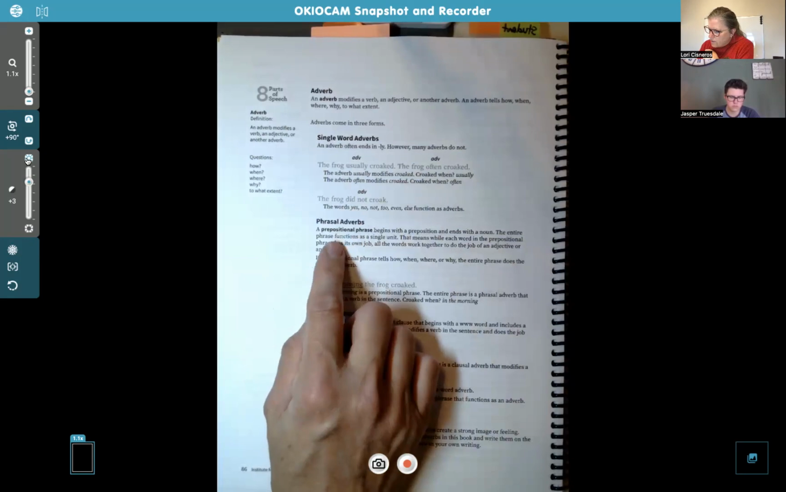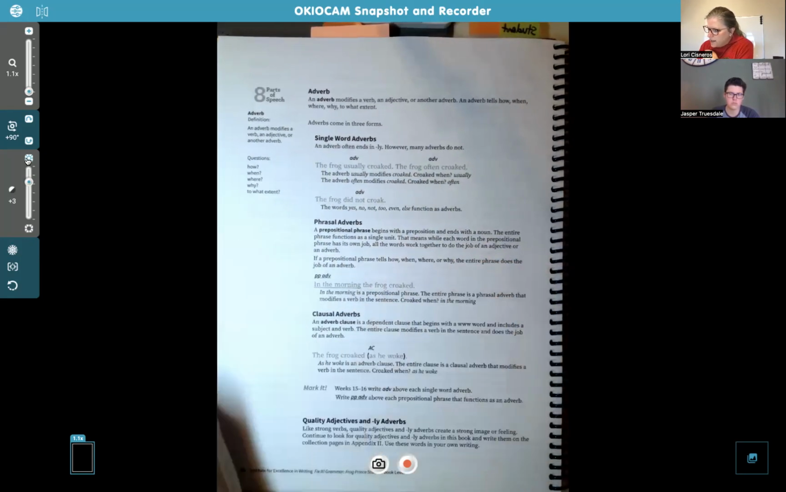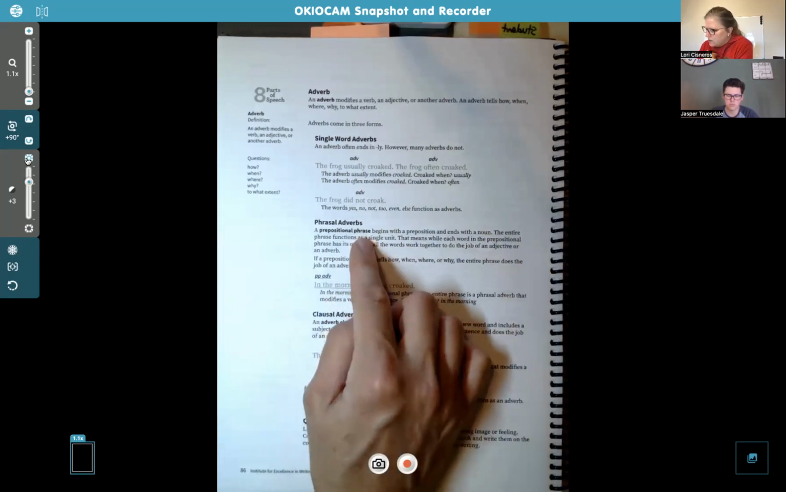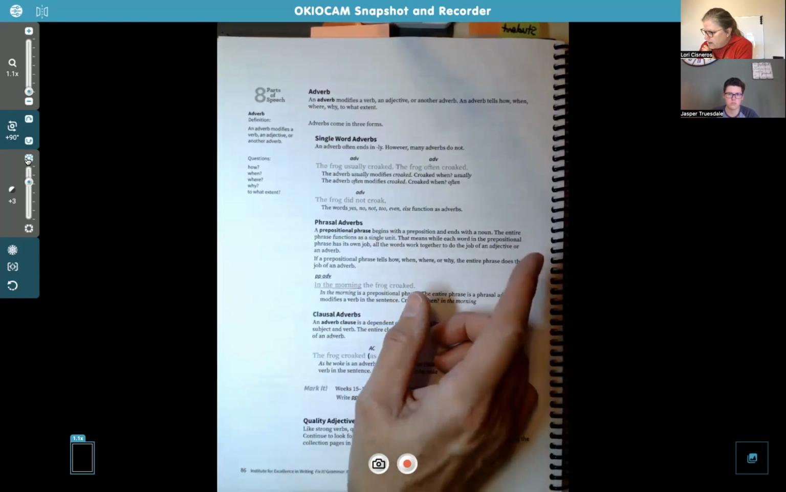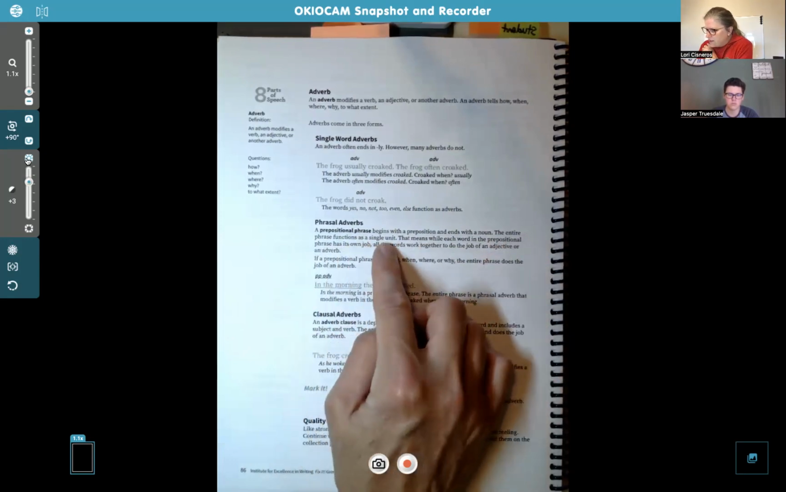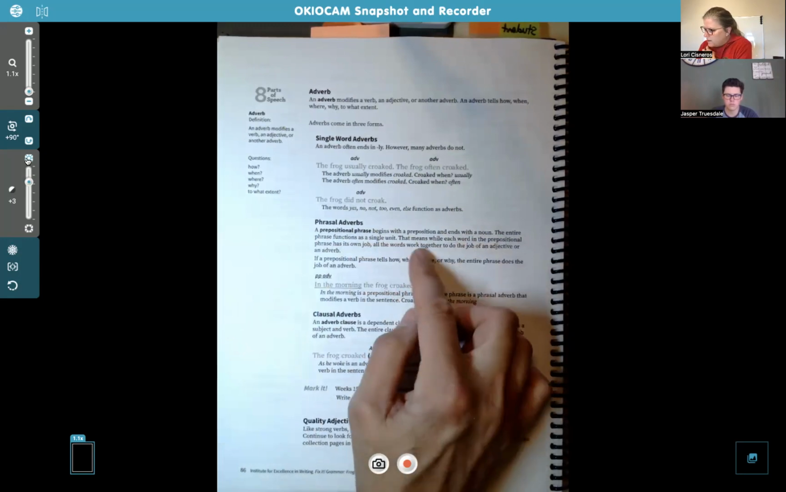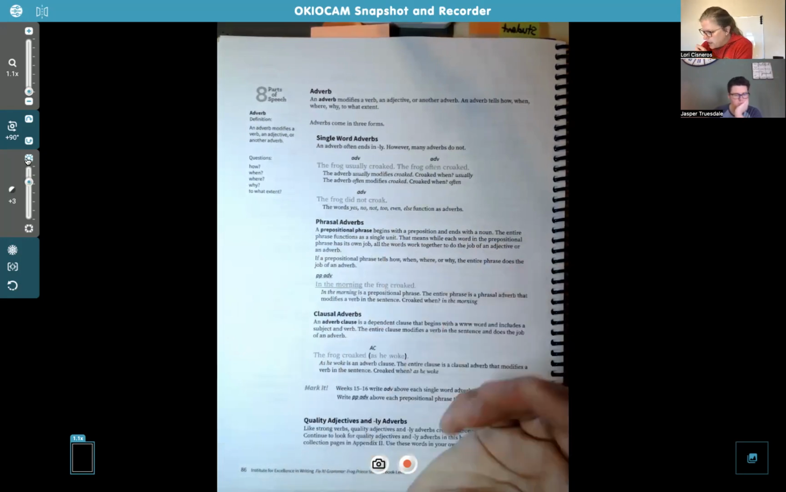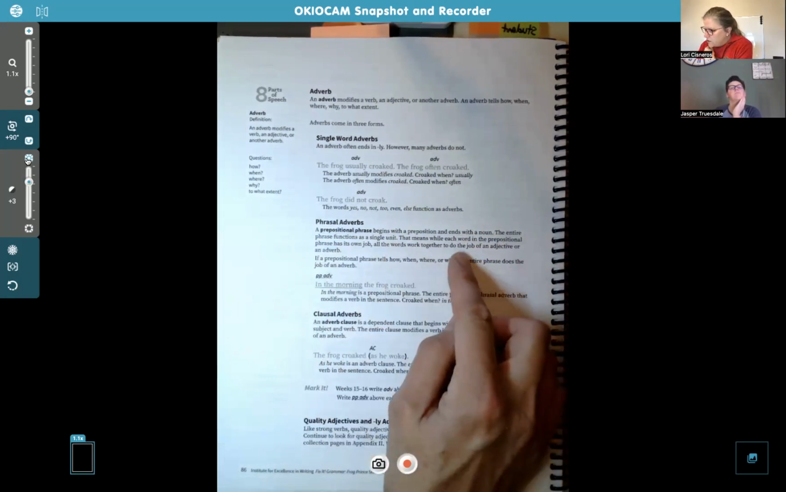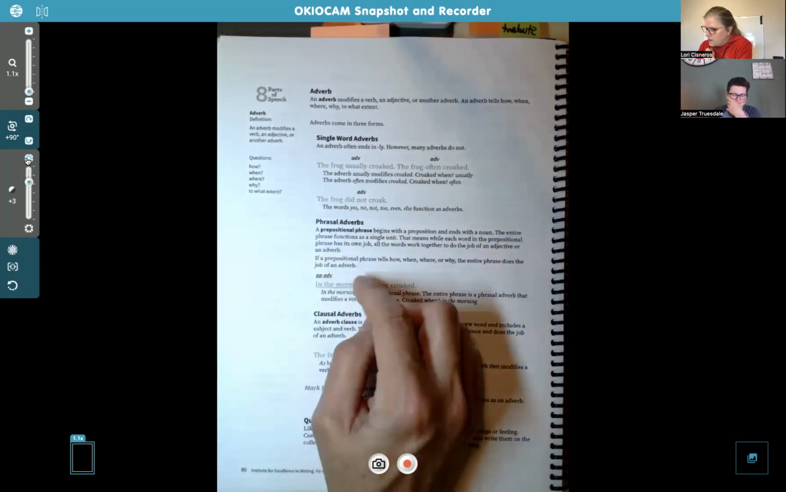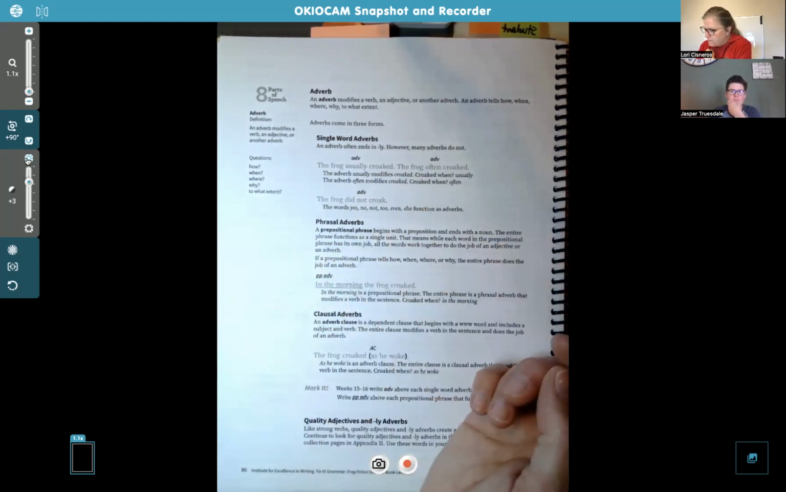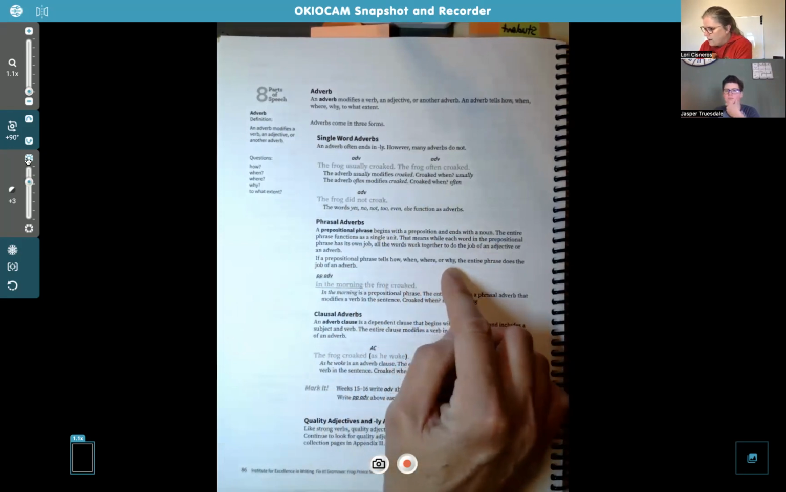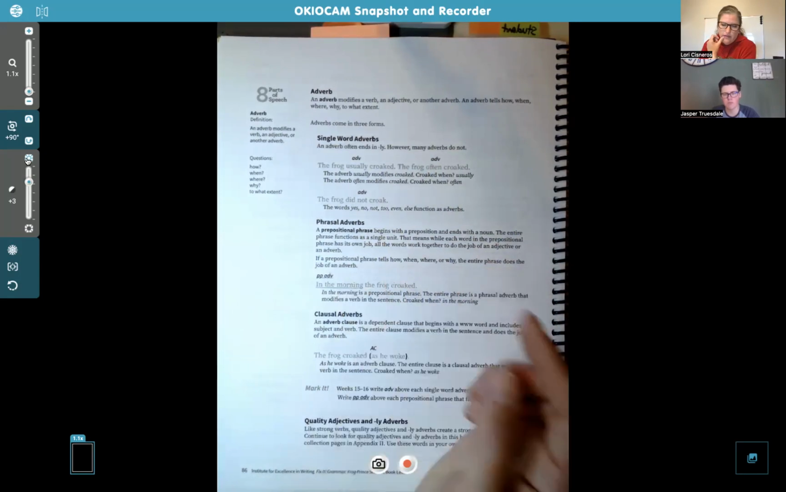And then there's phrasal adverbs. It's like the phrasal adjectives where you've got the prepositional phrase. It begins with a preposition, ends with a noun. The entire phrase functions as a single unit, just like the other one. That means while each word in the prepositional phrase has its own job, all the words work together to do the job of an adjective or an adverb. So in this case, it's doing the job of an adverb. If a prepositional phrase tells how, when, where, or why, the entire phrase does the job of an adverb.